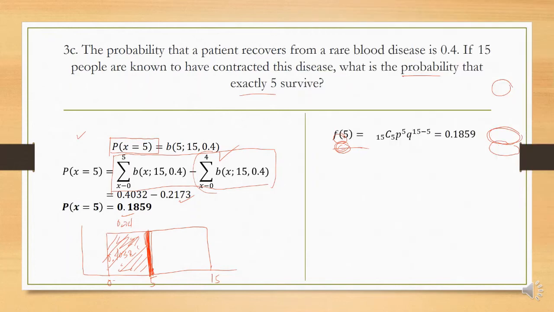Now, sa ating formula, mas madali. Kasi direkta siya. Kapag exactly 5 lang, all you have to do is substitute and get the final answer. Ganun siya kasimple. Okay? So, whichever makes it easier for you to solve, it doesn't matter kung ano ang inyong gagamitin.